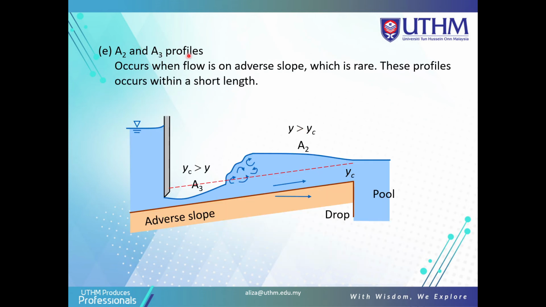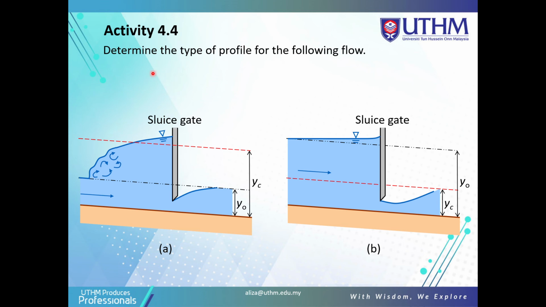The A2 and A3 profiles occur when flow is on an adverse slope, which is rare. This profile occurs within a short length. It happens in real situations, maybe in rivers or the sea, but this is actually rare. So you can explain that. Now the example here for point 4: determine the type of profile for the following flow.